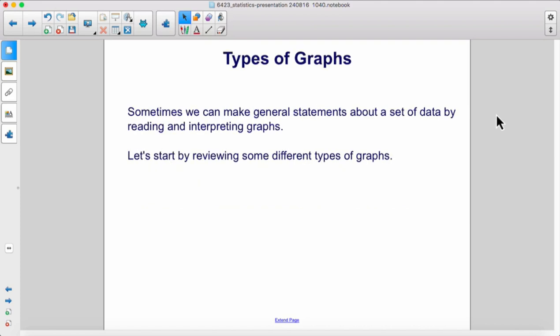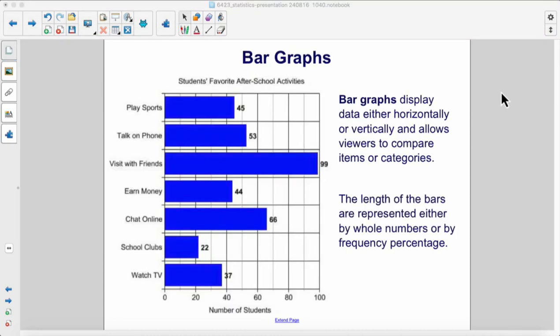Sometimes we can make general statements about a set of data by reading and interpreting graphs. Let's start by reviewing some different types of graphs. Bar graphs display data either horizontally or vertically and allow viewers to compare items or categories. The length of the bars is represented either by whole numbers or by frequency percentage.